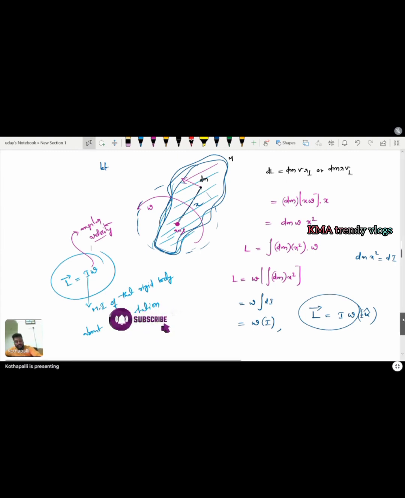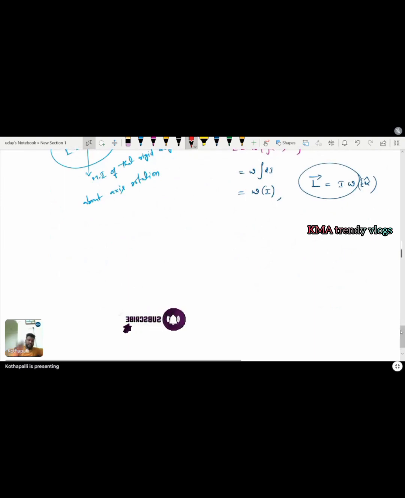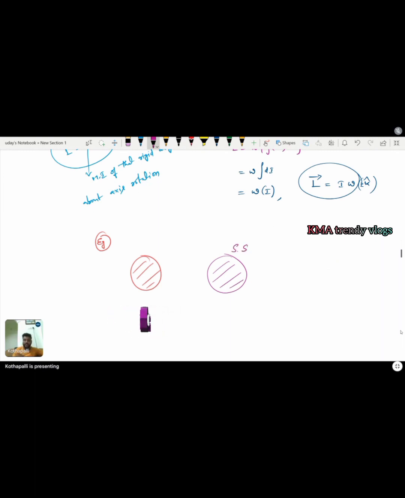For this example, tell me, you have to say the answer. If I take a disk or a solid sphere of mass m, radius r, rotating about its own axis. Tell me what is the angular momentum. What is the moment of inertia of a disk about its own axis?